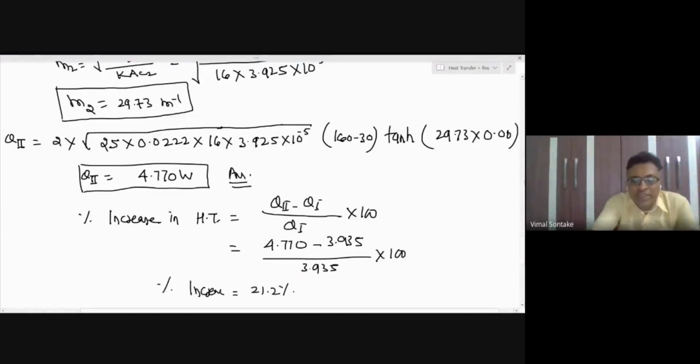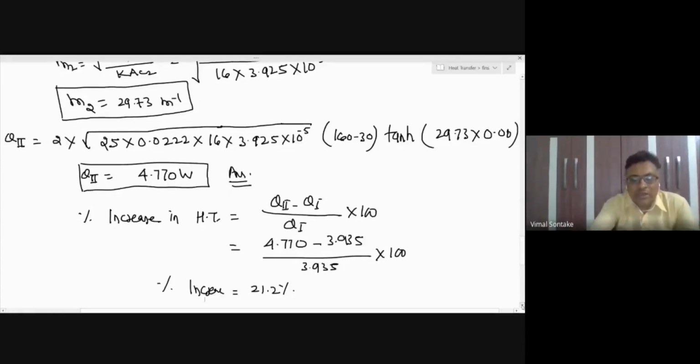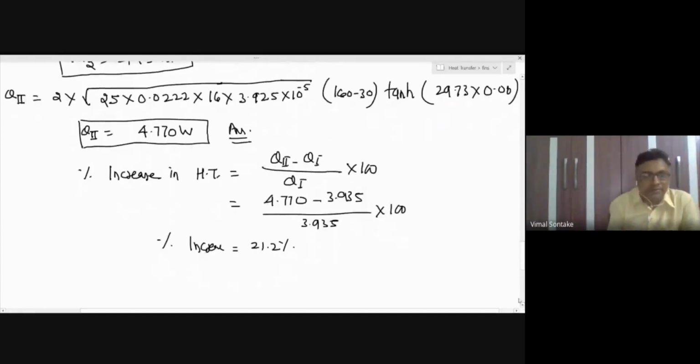So now once again we can draw a very important conclusion. We have defined one parameter. See, numerical is okay, but it is giving you one important conclusion. In case one, we have used a larger diameter fin of some length. In case two, we have divided that fin into two fins of smaller diameter. So keeping the length same, keeping the volume same, instead of single fin, I am now using two fins. So that causes increase in heat transfer.